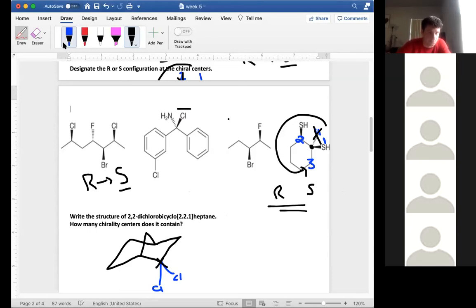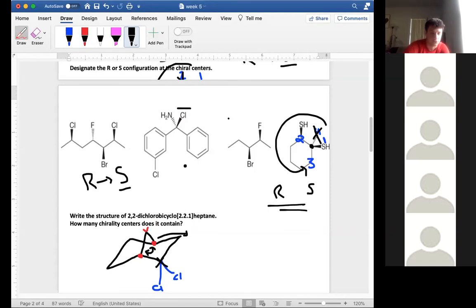The bridgeheads. I get how it's counterintuitive because this is a CH2 and this is a CH2. But going around the ring, they're different, right? If you go this way, here's a CH2, here's a carbon attached to some chlorines. Here's a CH2, and here's a carbon attached to just another CH2. So in this case, these two bridgeheads are your chiral centers.